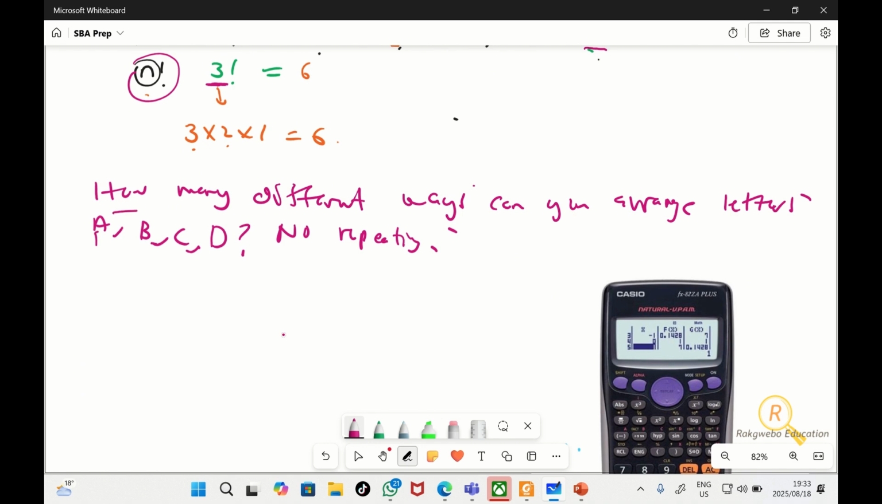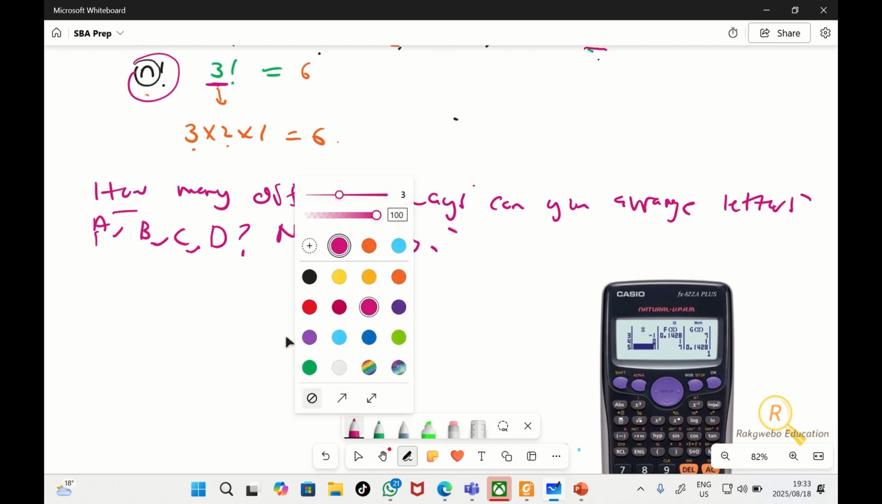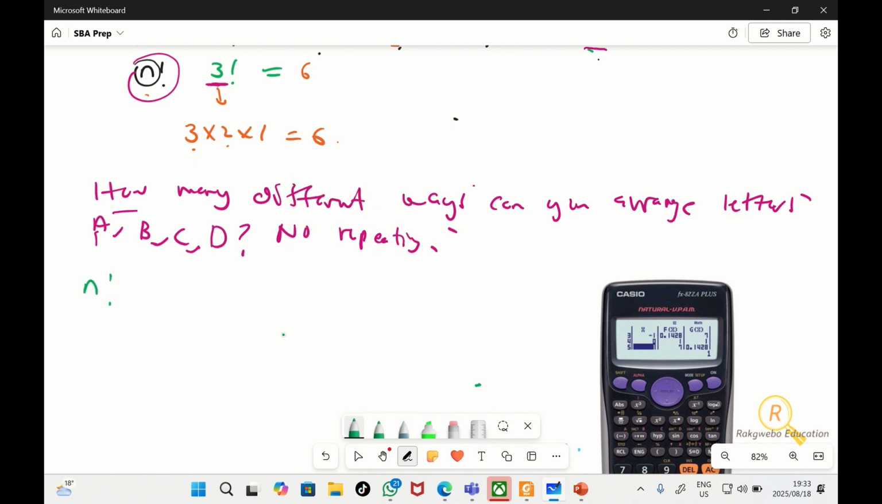Second question says how many different ways can you arrange letters A, B, C, D, no repeating? So the answer is 4 factorial, n factorial, and what is our n? Our n is 4. So this gives us an answer of 4 factorial, which is 24.